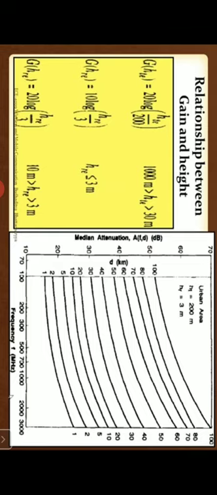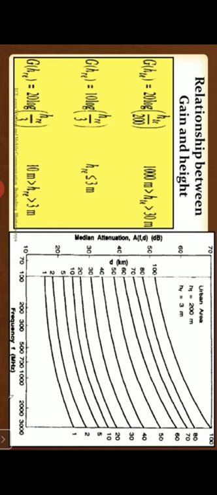the Okumura model. Okumura developed a set of curves giving the median attenuation relative to free space, Amu, in an urban area over a quasi-smooth terrain with a base station effective antenna height h_te of 200 meters and a mobile antenna height h_re of 3 meters.